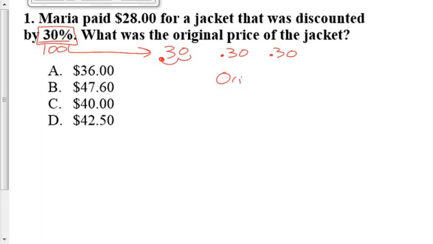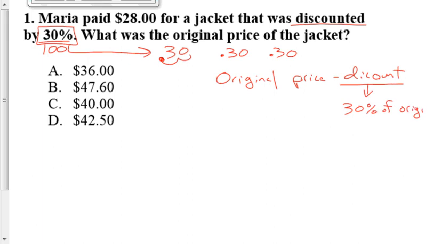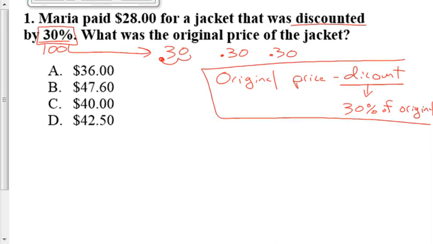We have our original price minus the discount. And to get that discount, we're told that the discount was 30%. So for the discount, that is going to be that 30% of the original price. So this here is the general idea that we're going to use to figure out what the original price was.